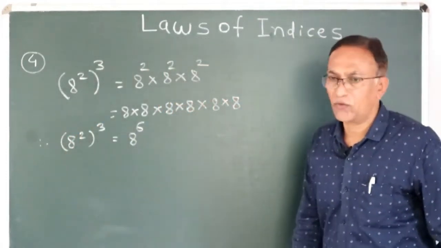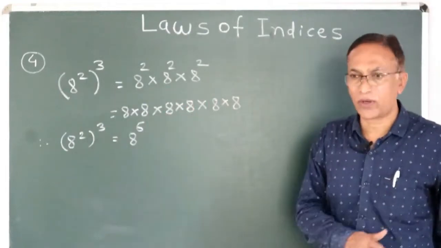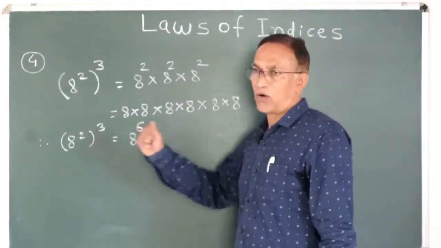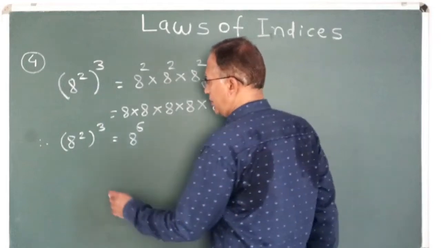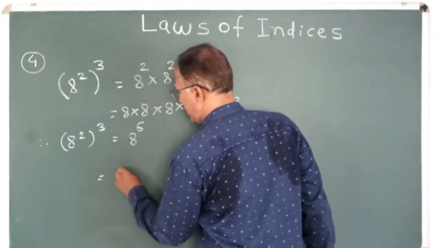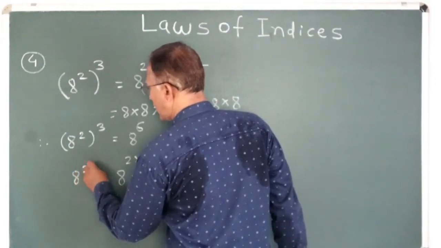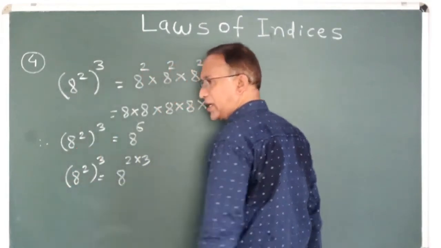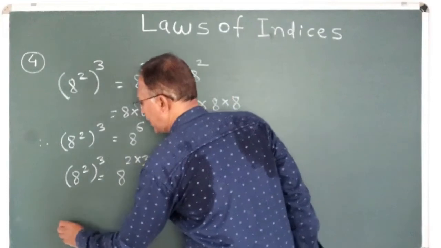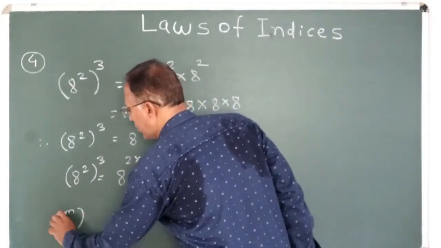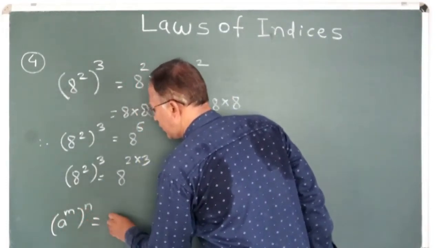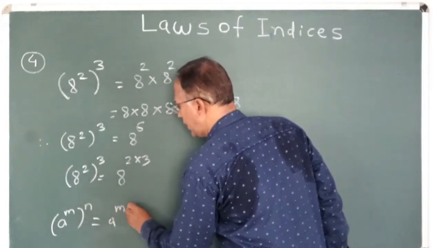Then we observe that when the number is given as power of power, then we multiply their powers to each other. Therefore this can be written as 2 multiplied by 3. So we can generalize the statement as (a^m)^n is equal to a^(m×n).